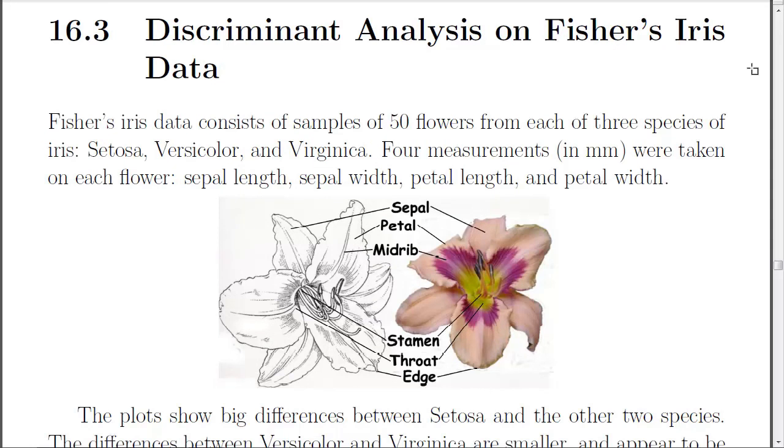All right, I held off as long as I could before discussing Fisher's iris data, and I'm going to stop the video here and pick it up in video 2.